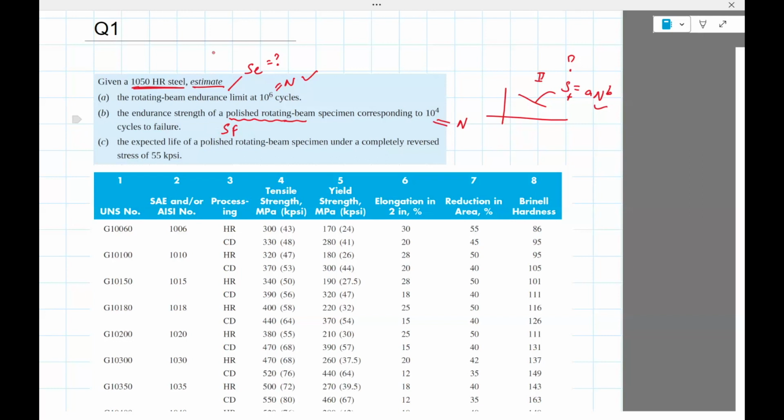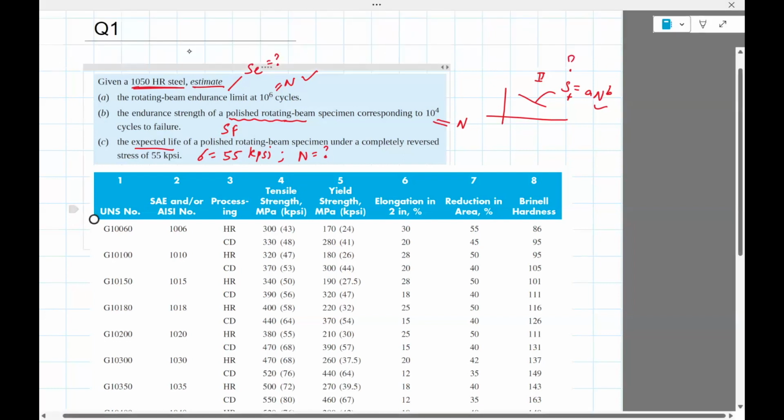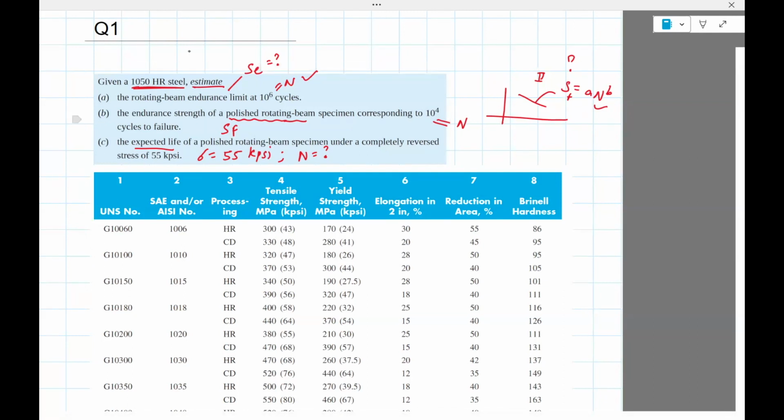And then the expected life of a polished rotating beam under complete reverse stress of this. So here we're given the stress 55 kpsi and asked to compute expected life, which is n. So let's do them one by one. So first of all, endurance limit for 10 raised to 6 cycles.